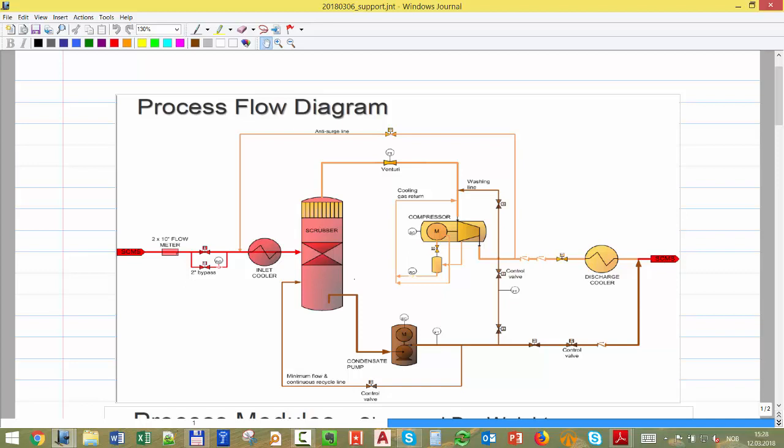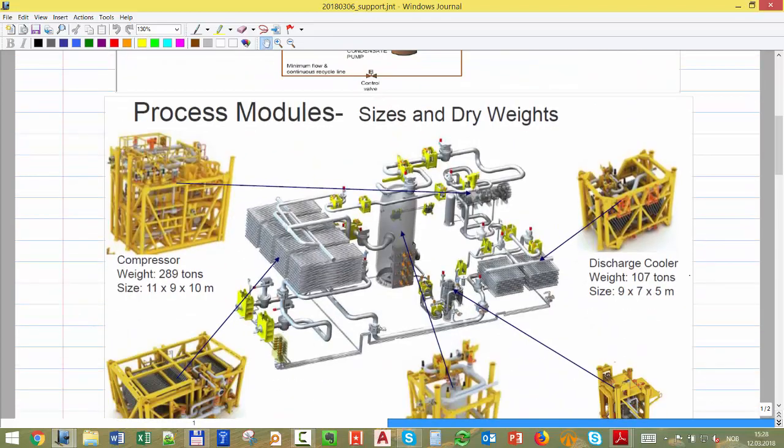You have the cooler, you have the separator, which is called a scrubber when we have high gas and a little bit of liquid. Then you have the two elements, compressor and pump, and then you have the cooler and the mixing point. Okay, exactly the same. And that's how, in the case of Oscar, the modules look.